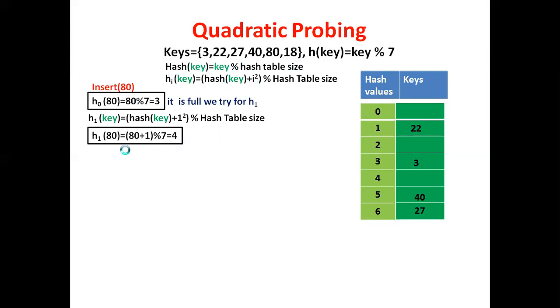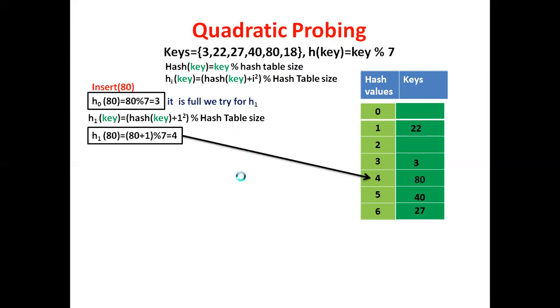Now h1 of 80 is equal to 80 plus 1 square. 1 square means 1 only. Hash of key means what is hash of key? That is h of 80. So 80 plus 1 modulus 7, that is 81 modulus 7 means 4 is the remainder. Check whether the fourth bucket is empty or not. It is empty. Now our 80 key is inserted at bucket 4. Now 80 is successfully inserted.